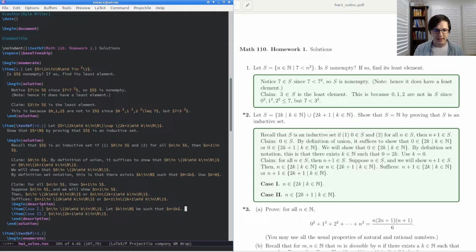And then, well, we will show, well, let's see, adding 1 to both sides, we have that n plus 1 equals 2k plus 1. Hence, n plus 1 is in the second set, using, somewhat perversely, k equals k.